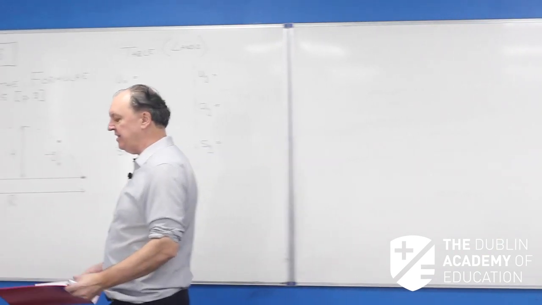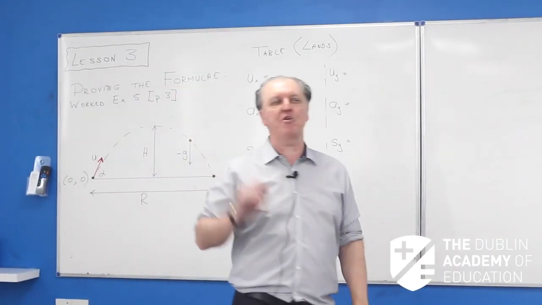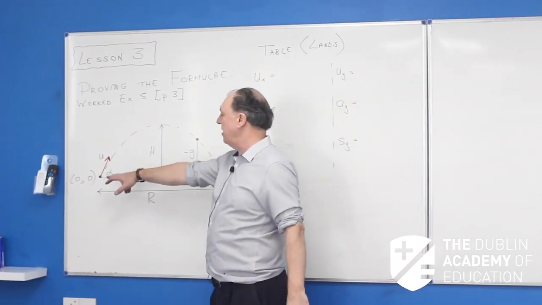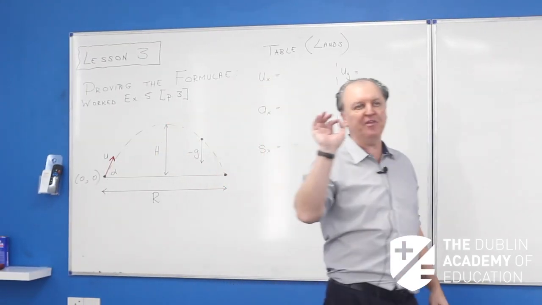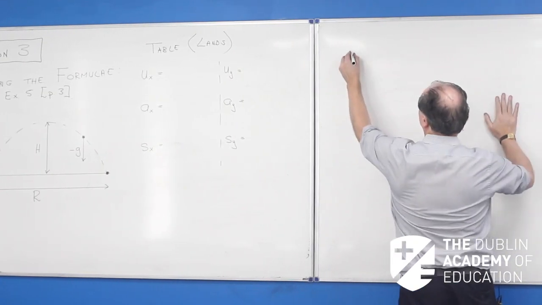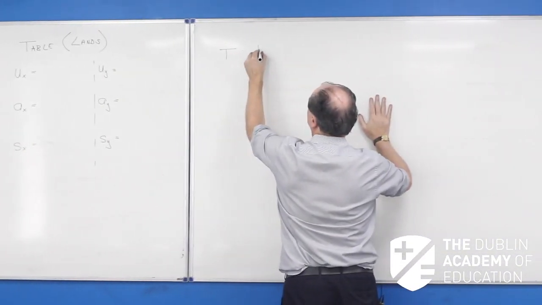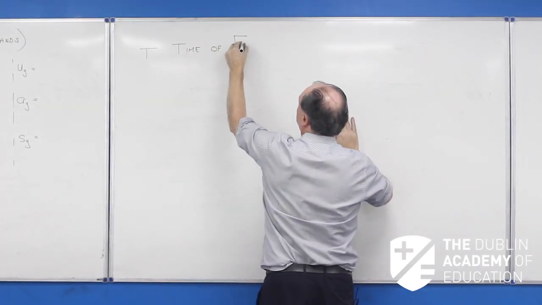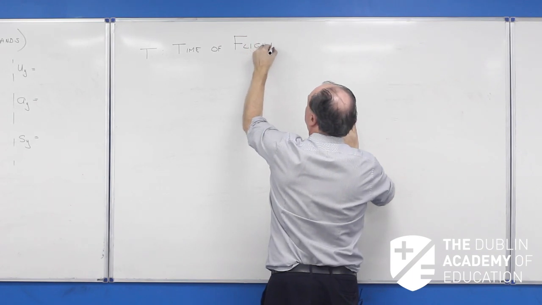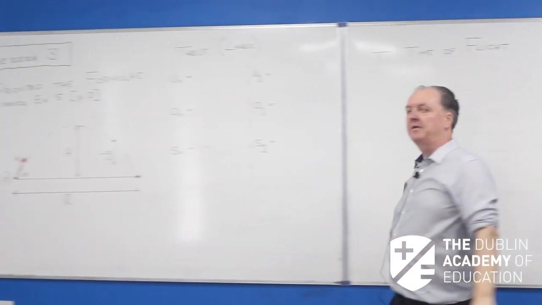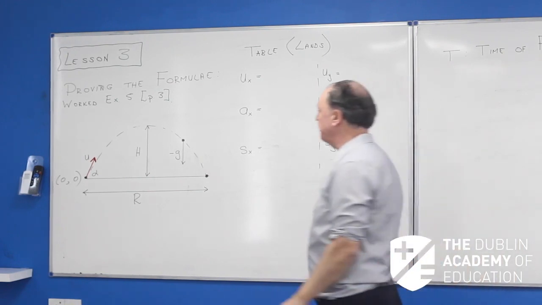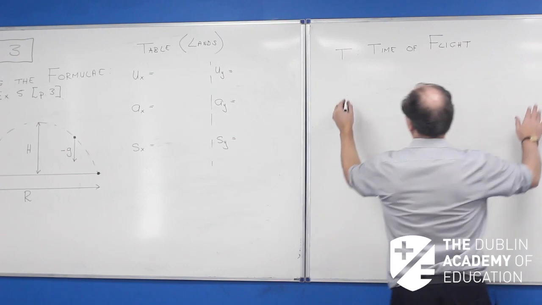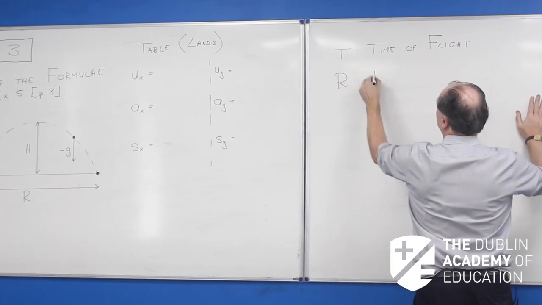Now, I want to get the formulae for three important quantities. The time it takes from launch to landing, that's called the time of flight. So I'm going to call capital T the time of flight. The horizontal range, that's the distance from launch to landing along the ground. So we call that the horizontal range or the range.